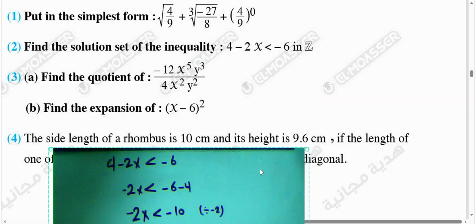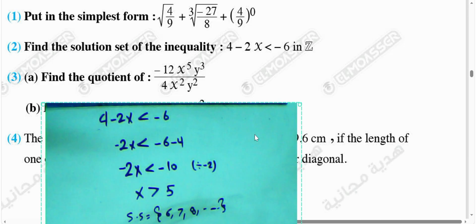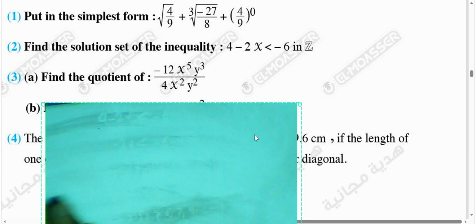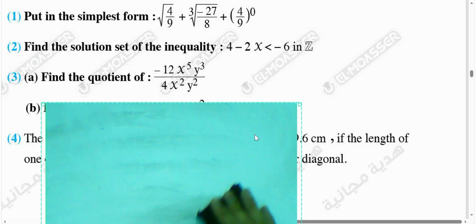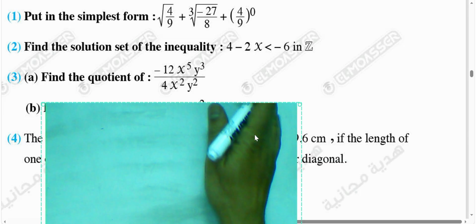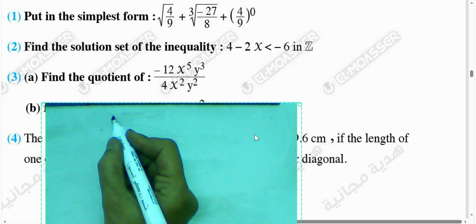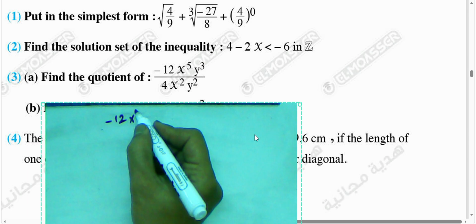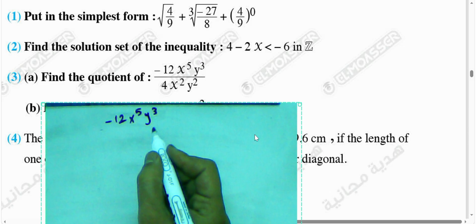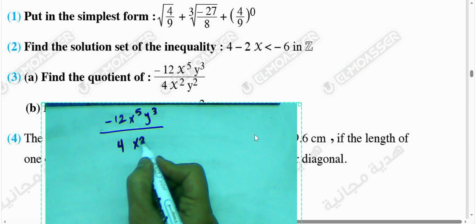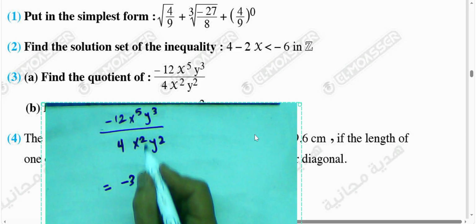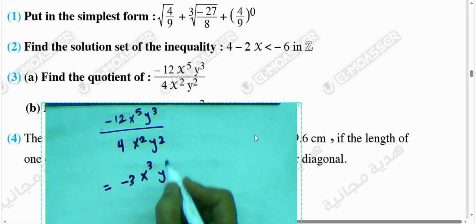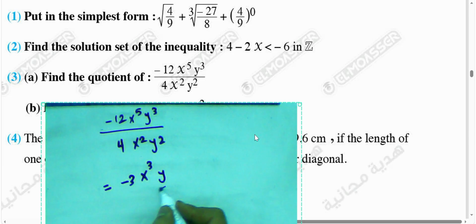Next question. Find the quotient. We have negative 12 x power 5 y power 3 over 4 x power 2 y power 2. Negative 12 divided by 4 is negative 3. x power 5 divided by x power 2 equals x power 3, and y power 3 divided by y power 2 will be y power 1. Then the result will be negative 3 x power 3 y.